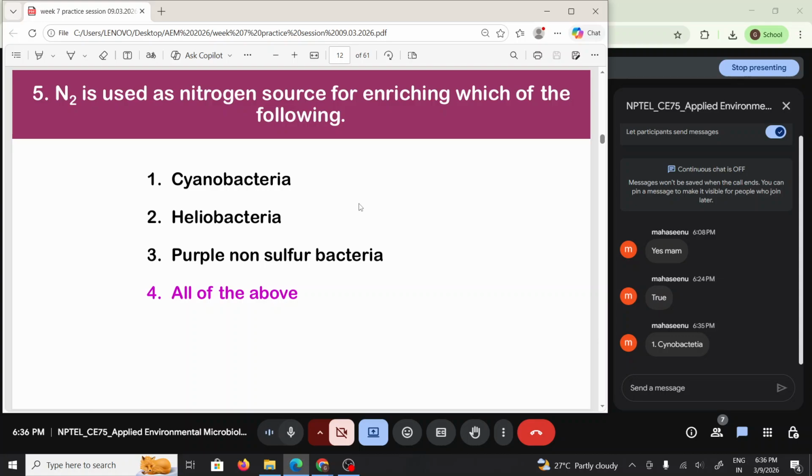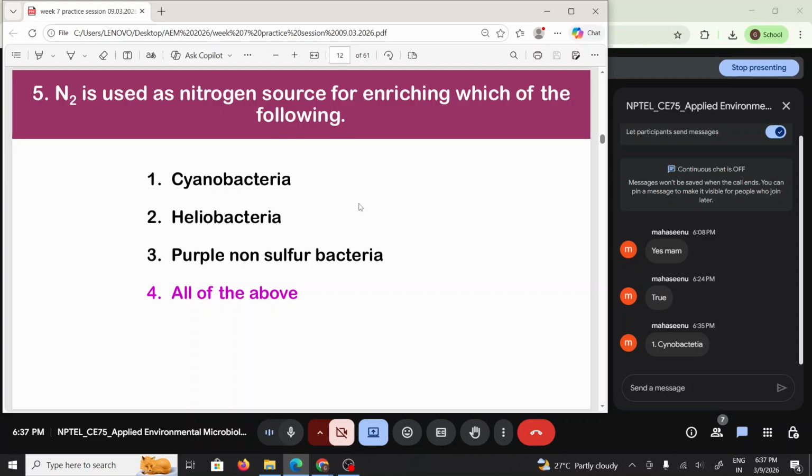Nitrogen directly as the nitrogen source. So before using nitrogen directly, all these bacteria should have the capability to fix nitrogen. So cyanobacteria, they are highly efficient in fixing nitrogen. So maybe commonly we make sure that cyanobacteria we choose as the answer for this question, but the other options are right as well, though these names may not be so common.